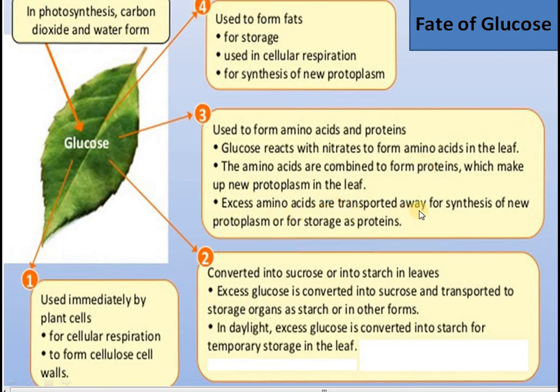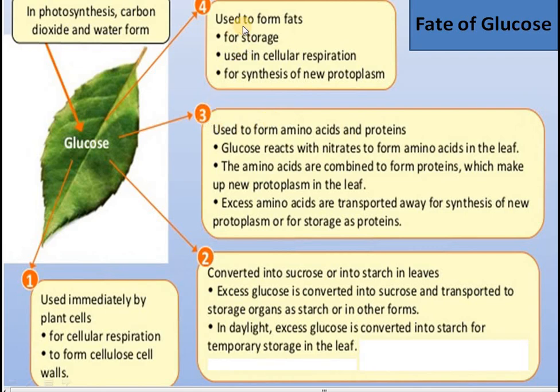Excess amino acids are transported away for synthesis of new protoplasm or for storage as proteins. So plants can store protein as well. If you know that pulses, grains, they may contain a certain percentage of protein in them. So how are proteins actually formed in the plant? The glucose which is formed by photosynthesis reacts with the nitrate ions to form amino acid. Amino acids combine to form proteins.